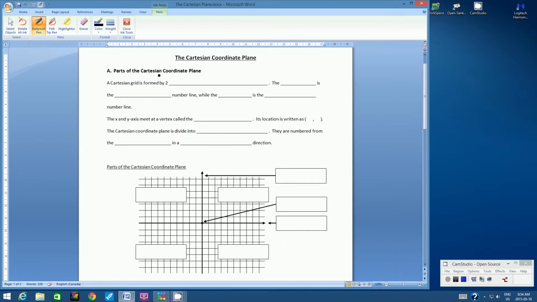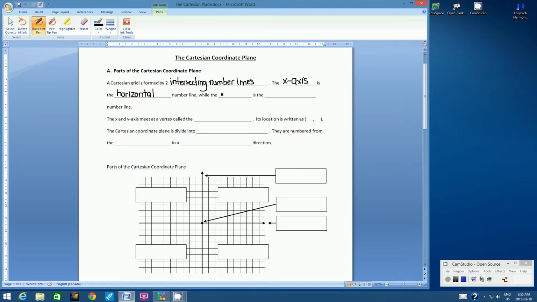A Cartesian grid is formed by two intersecting number lines. Here we have the picture of it. The x-axis, that's this right here, is the horizontal number line.